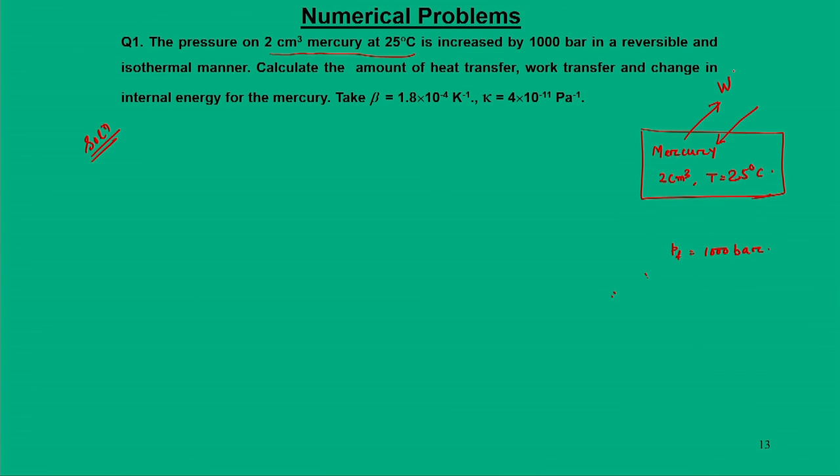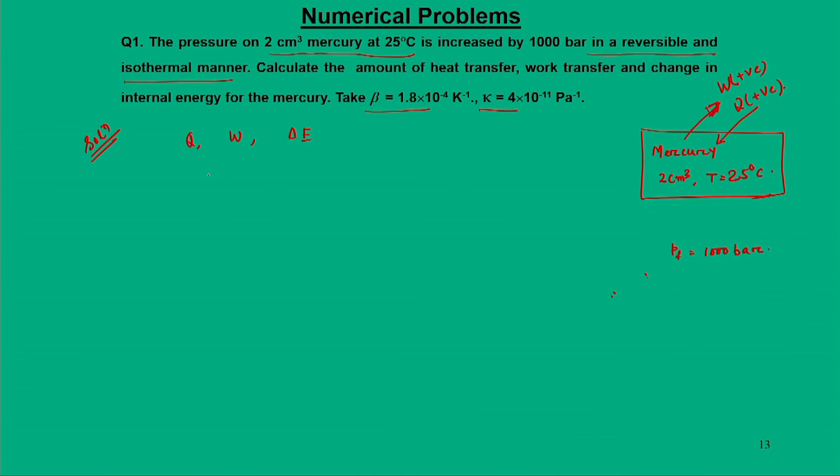So, first thing we can say that based on our understanding or assumption, when work is done by the system, it is taken as positive. When heat is added to the system, it is also treated as positive. Okay. So, based on the data we have for mercury, we have the data beta and kappa. What do we require? We need to find out Q, W and delta E. So, this is a case where pressure is increased in a reversible and isothermal manner.